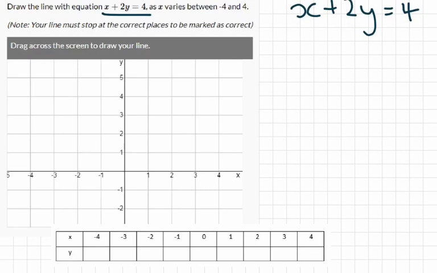I'm going to start on the right hand side. The reason I'm starting on the right hand side is because it's easier to substitute in positive numbers than negative numbers, and so we can look for that pattern to help us when we come to do the negative numbers.